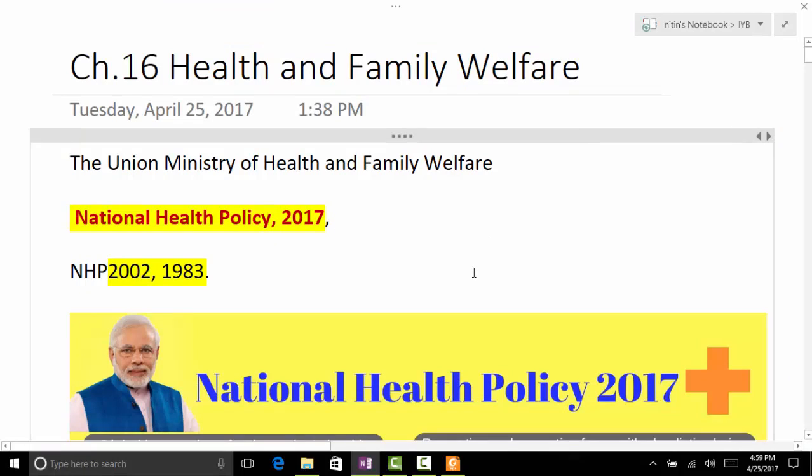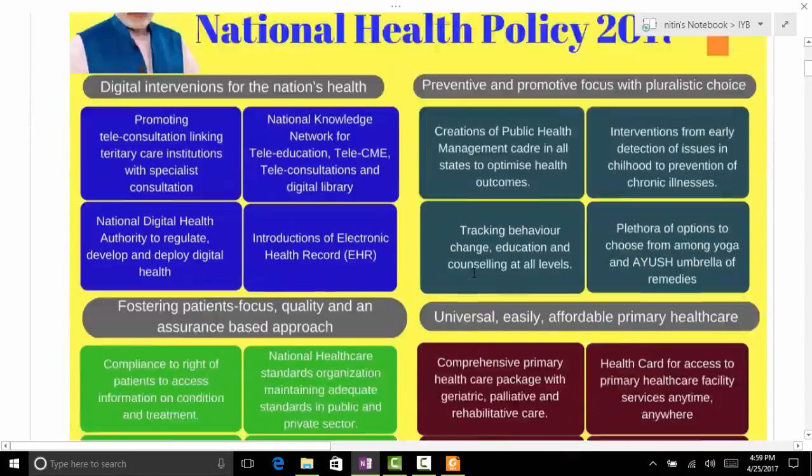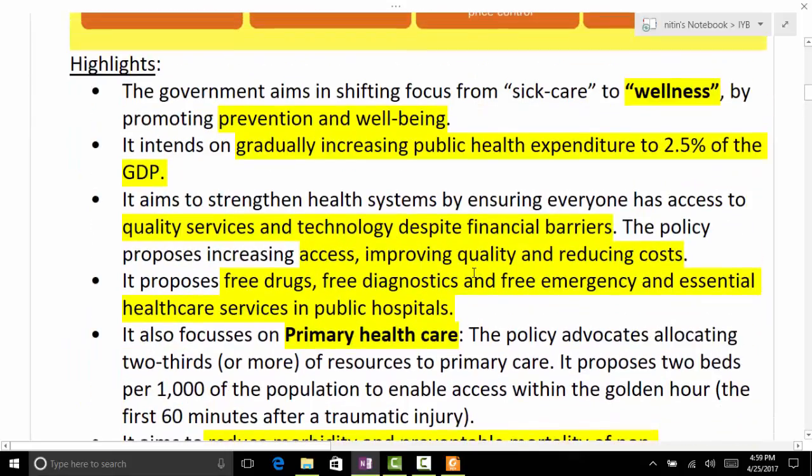Now what are the components? You have done it already at one time in the class. You can see what are the major points regarding the national health policy. Sir, first was to shift to preventive. Yes, good. Public health expenditure as a percentage of GDP was how much? It says 1.15%, but recently an article came which says 1.4%. So maybe it has increased.